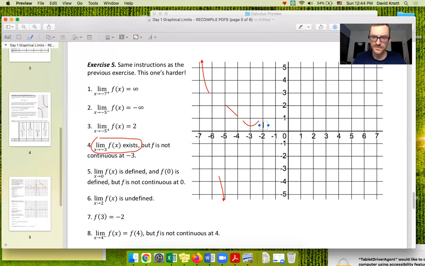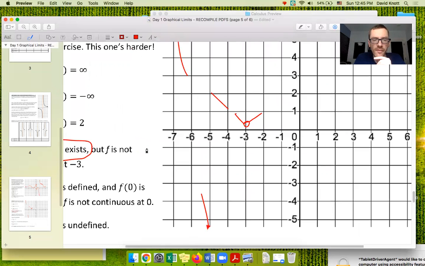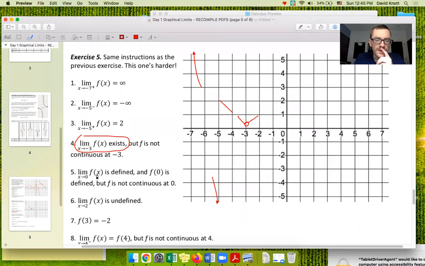A couple ways. One way certainly would be to have a hole at -3. So it could be something like this. Make a little hole at -3 and then go on. And as you can see, as you approach from the left and the right, you're getting the same value, whatever that value is. Looks like maybe 0.3 or something. And yet the function is not continuous at -3 because there's a hole.